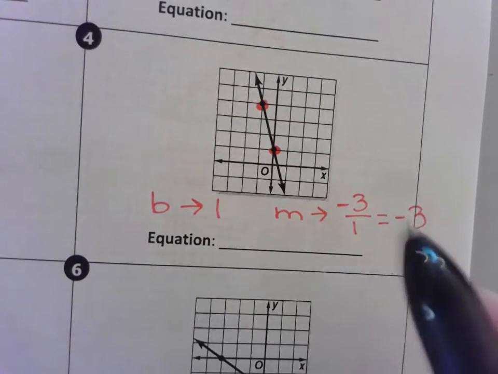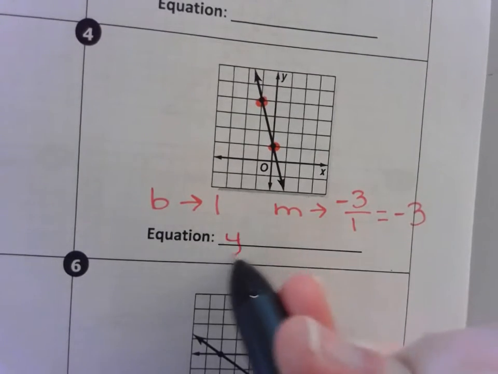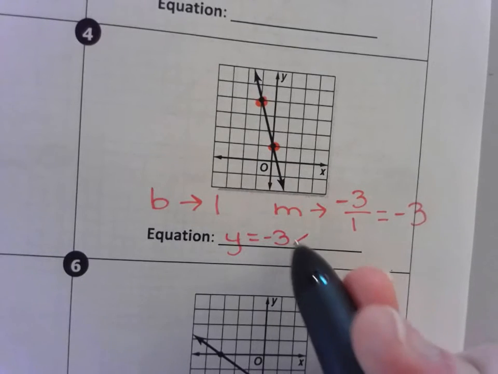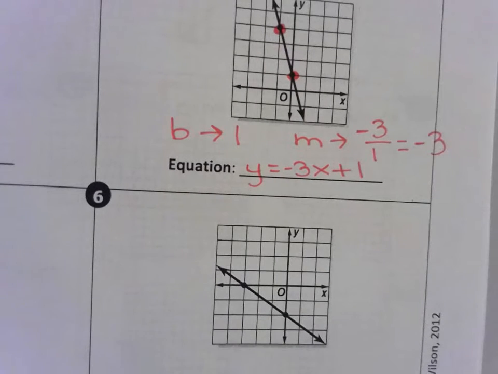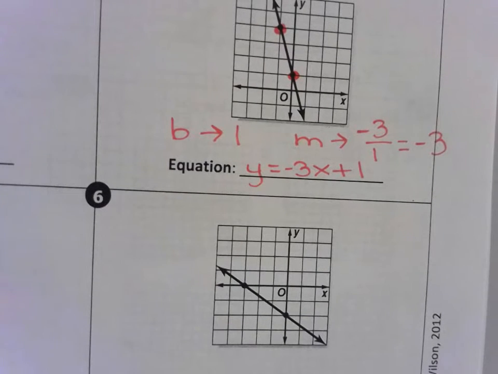So if I plug this into y equals mx plus b, it's going to look like y equals negative 3x plus 1. You don't need to put negative 3 over 1. So y equals negative 3x plus 1.